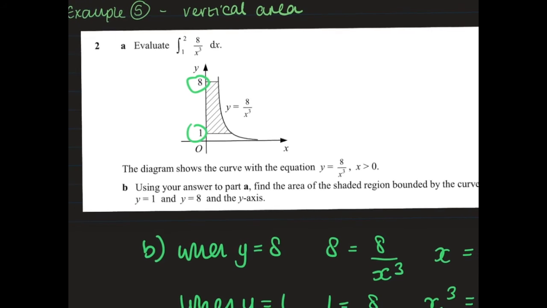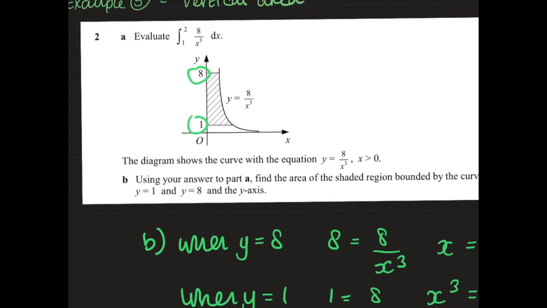So if I think about what my integral is actually giving me, I draw this line down to 1 on the x-axis, and I draw this line down here to 2, and it's giving me this shaded area here.